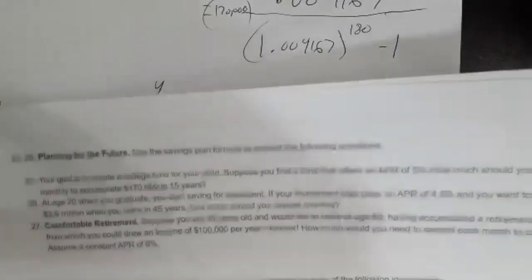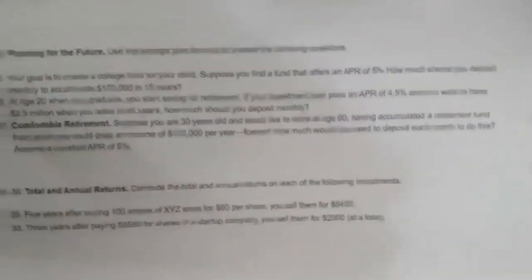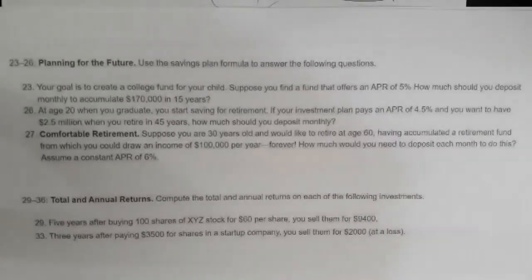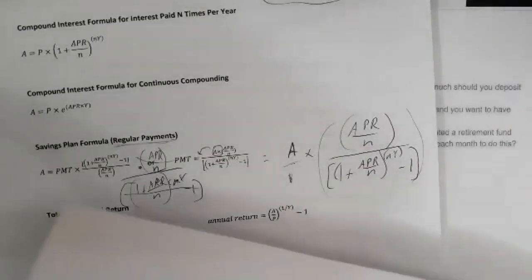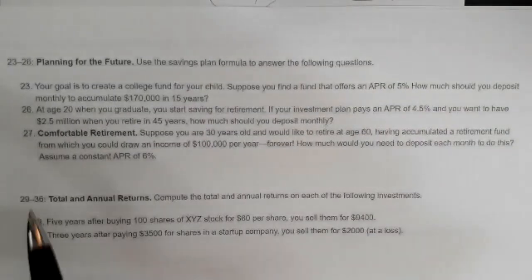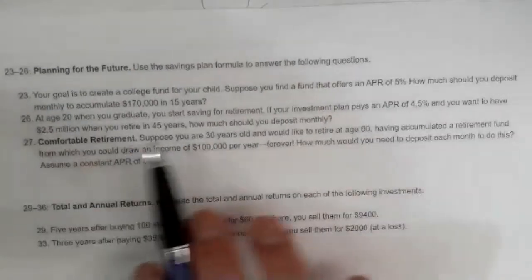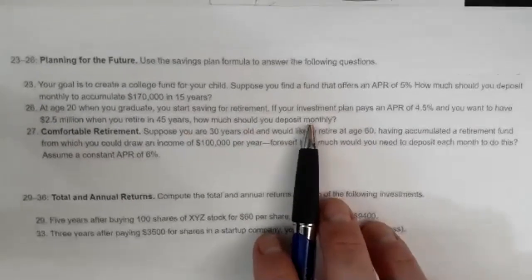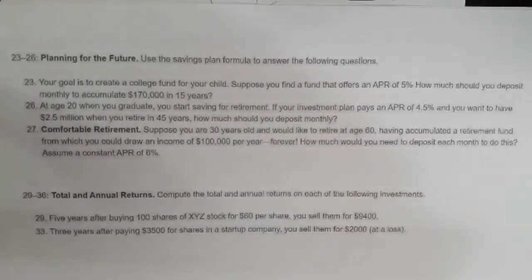So we're done. Hopefully you notice, and I'm not trying to make these super complicated, right? But you got to know which formula you're going to use for this. So what's the giveaway? Like I kind of said already, these things have a payment, right? They're telling me somewhere in here that I'm going to make a payment. At age 20, when you graduate, start saving for retirement. Investment plan pays that much. You're going to have this much. How much should you deposit monthly? So we want to know how much our payment should be. Our monthly deposit is another way of saying payment.